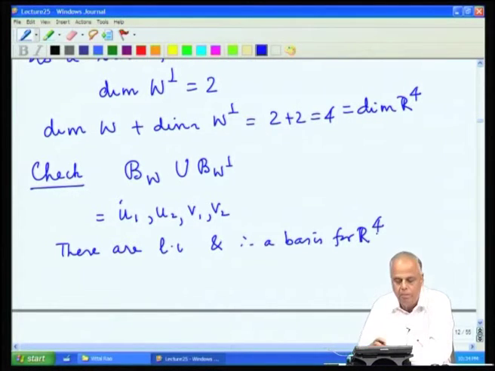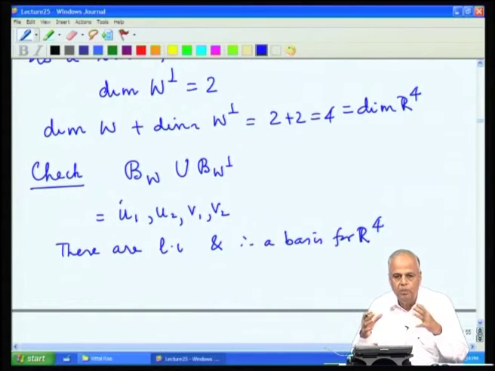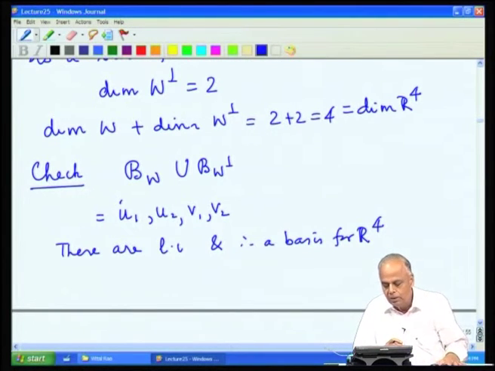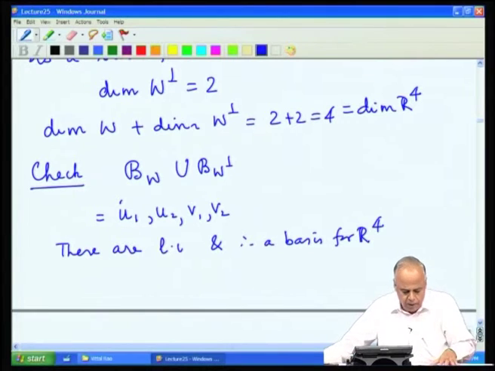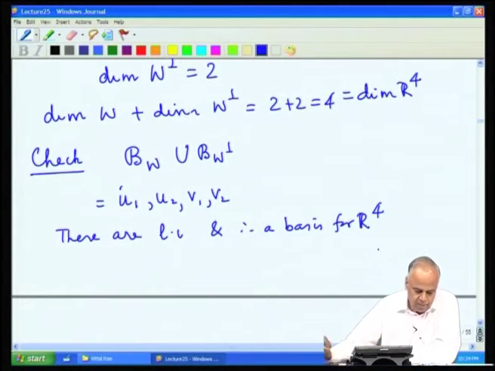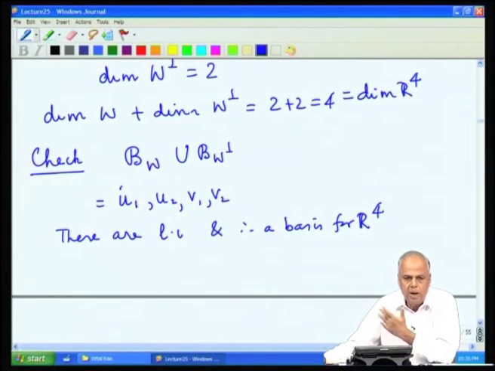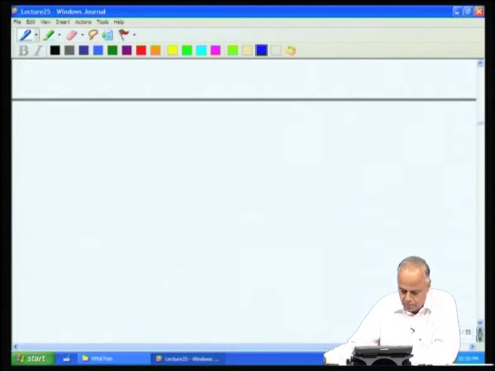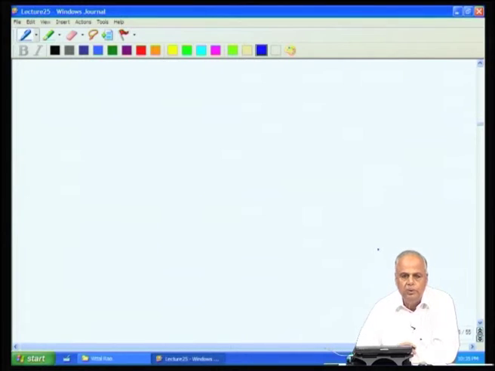So, a basis for W and a basis for W perp put together gave us a basis for R 4, and that in turn essentially gives us the fact that the dimension of W plus the dimension of W perp is indeed equal to the dimension of the whole space. Okay. Now, let us pursue this further and analyze these 2 orthogonal complements. All this analysis will be used eventually to study our questions about systems of equations, diagonalization, etc.